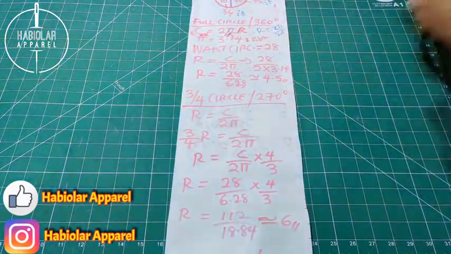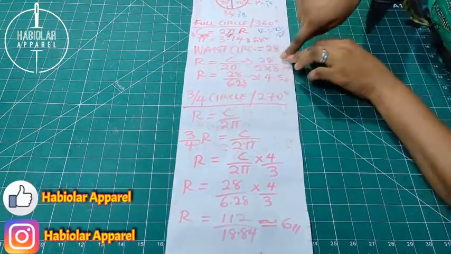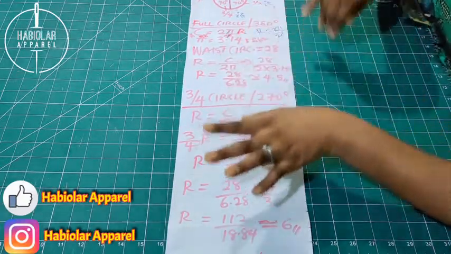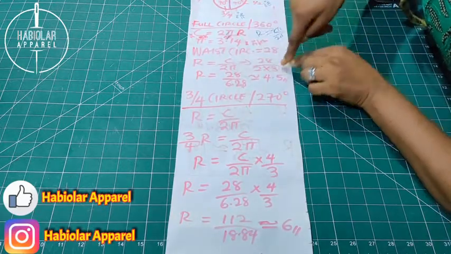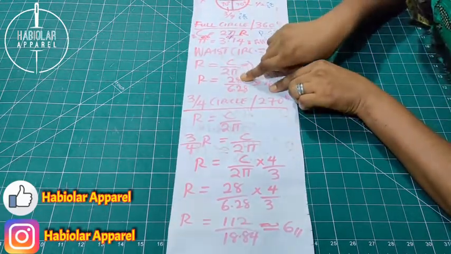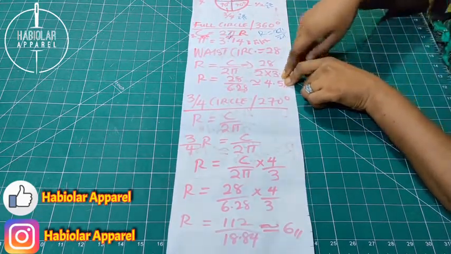So it's very easy. How do we get c over 2 pi? This is circumference, and for me it's 28. Yours might be different, it might be lower or higher than 28. Just measure wherever you want to attach the flare. So circumference over 2 pi. We know our pi to be 3.14. So 2 times 3.14, my 28 divided by 6.28 is approximately 4.5.